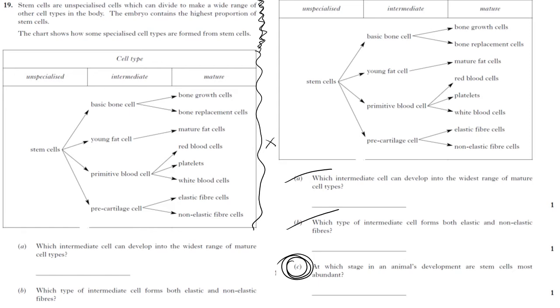So see if we look at this, it says stem cells are unspecialised cells, which can divide to make a wide range of other cell types. The embryo contains the highest proportion of stem cells. There we go. That's where they're most abundant. It's in the embryo. So that there, last question, embryo.